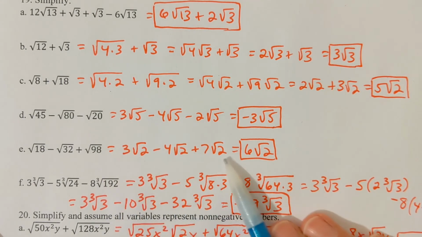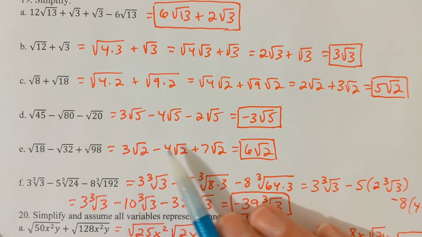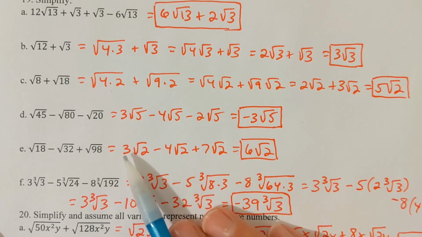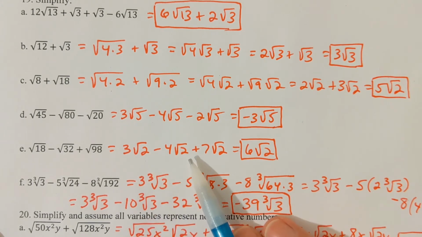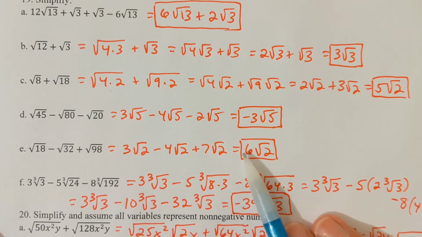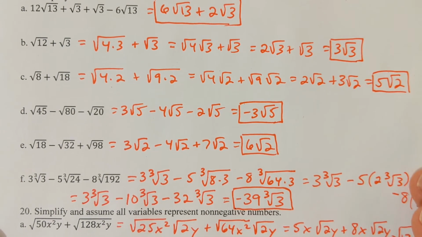All three of these are like radicals because they all have a root 2 part in it. So now we can combine them. 3 root 2 minus 4 root 2, that's negative root 2, plus 7 root 2, that'd be 6 root 2, which is the answer.